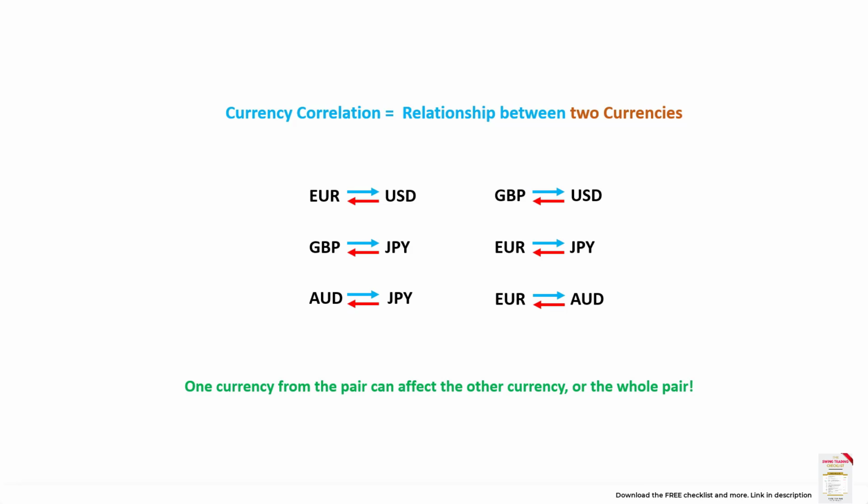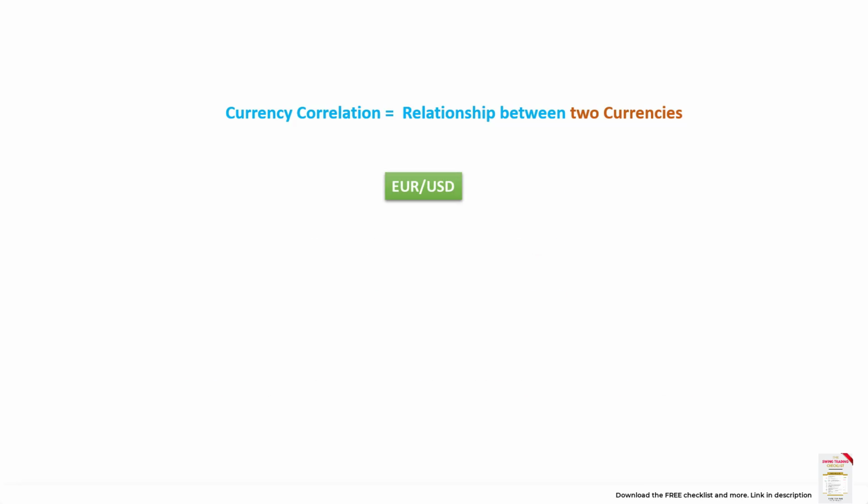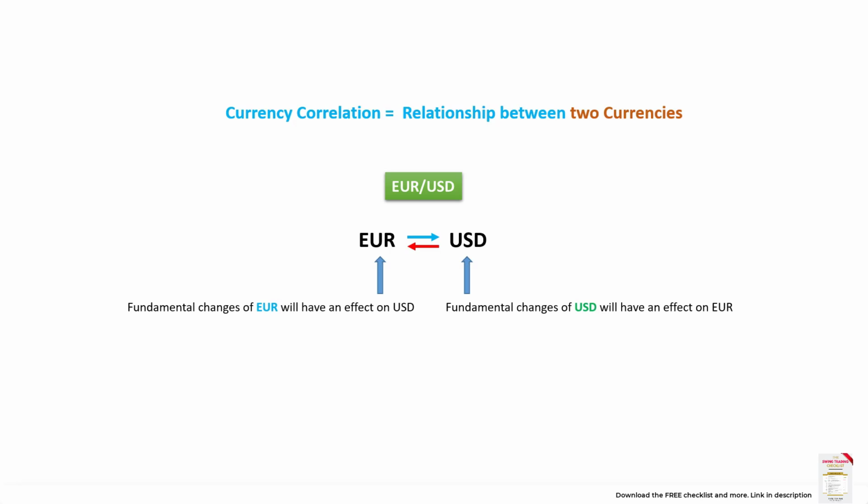For example, we know that in EURUSD, the euro is paired up with the US dollar. So they both have a relationship together. Anything that happens to an individual currency in this pair, like a fundamental or economic change in the related country, will affect the other currency as well, as they are both tied up in the pairing.